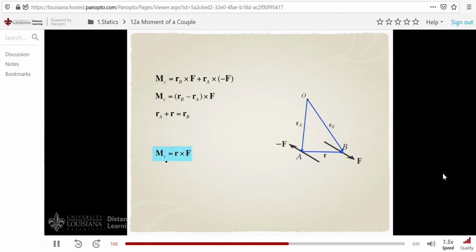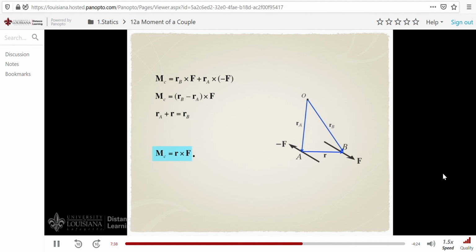M_C, the moment of the couple, is simply equal to r cross F, where r is a vector which can extend from any point on the line of action of one of the forces to any point on the line of action of the other force. In this case, the r is directed to this force F. Obviously, the moment of this force, minus F, about point A would be equal to 0. So essentially, I'm finding the moment of a couple by simply taking the moment of both of these couple forces around this point: 0 moment from this one, and r cross F for this one.